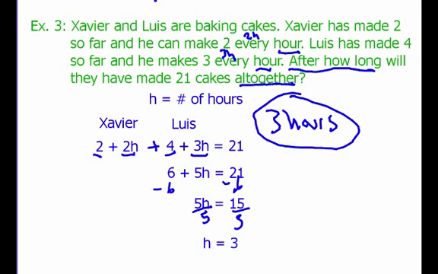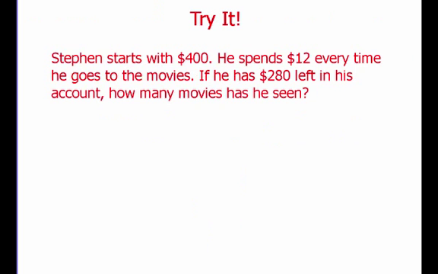So I'm going to leave you with this try-it problem. It says, Steven starts out with $400. He spends $12 every time he goes to the movies. If he has $280 left in his account, how many movies has he seen?